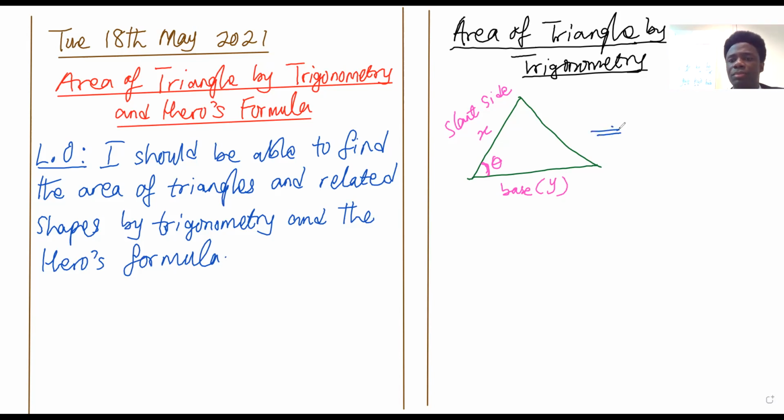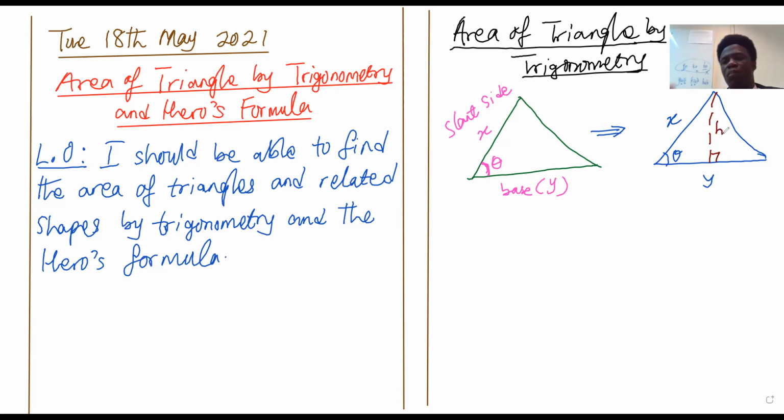Now, if this is the case, then let's see what we can do. So this is my triangle again. This is my X and this is my Y. This is my angle theta. I could try to draw my perpendicular myself and call it H.